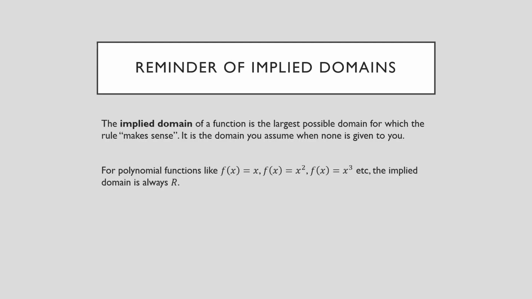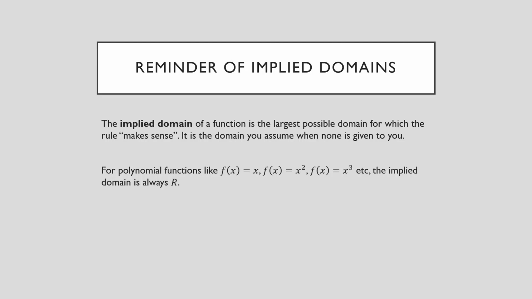So the domain for that is all real numbers. Same for x squared, same for x cubed. No matter what x value you put into that function, you'll be able to get an answer. Even though the domain is not specified, we say that the implied domain is all real numbers. And then later on we can restrict it if we want to, just like we did in the previous video where we had to restrict the domain to turn our parabola into a one-to-one function.